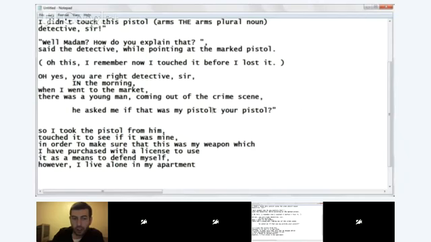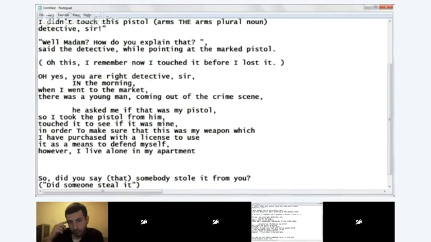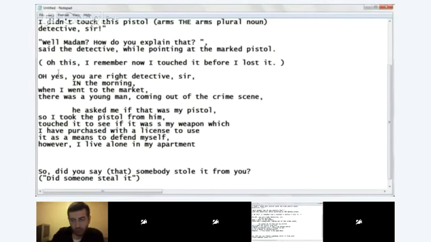Yes. So he asked me if it was my pistol. So I took the pistol from him, touched it to see if it was mine, in order to make sure that this was my weapon. Well, we don't need that now. So I could say, I touched it to see if it was my weapon.